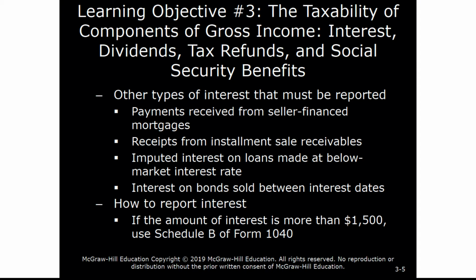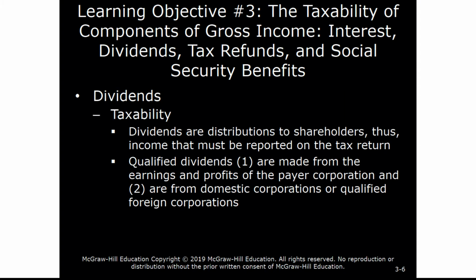If you receive interest and dividends, for that matter, in excess of $1,500, then the taxpayer needs to complete Schedule B of Form 1040 to report those interest and dividends.